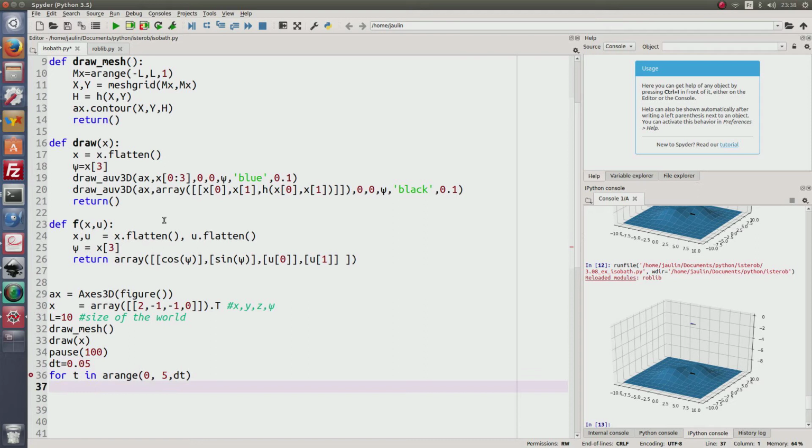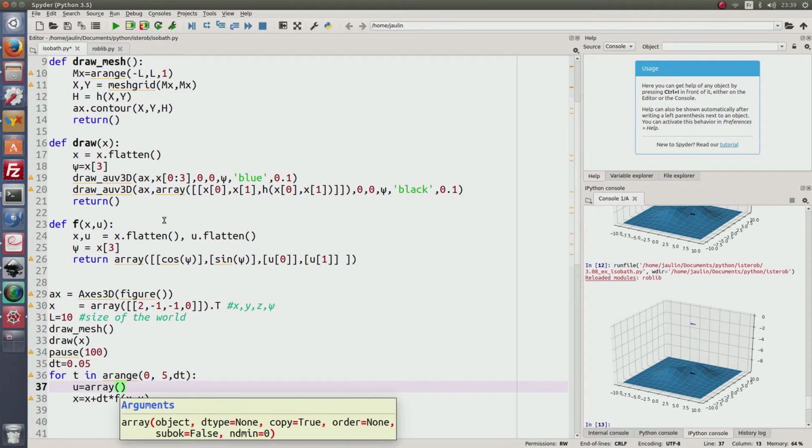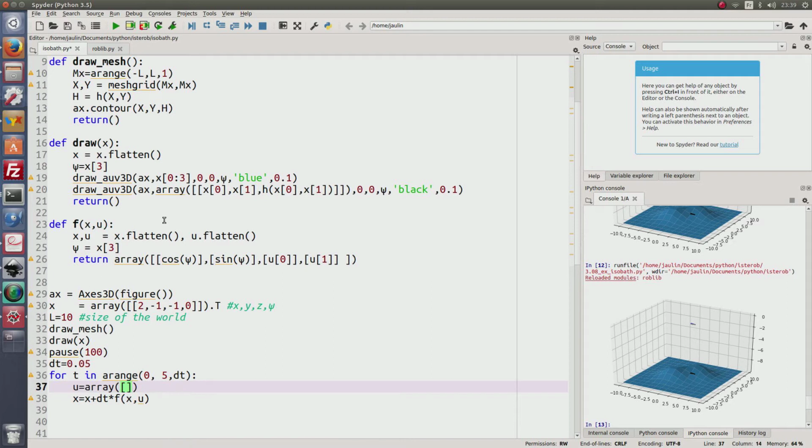Here I will use the Euler formula, which tells me that the new state corresponds to the old one plus dt times f of x and u. So I need to define what u is, which corresponds to the input. So at the beginning I can put u equal array of, so I will write to start 0 0 0 0.